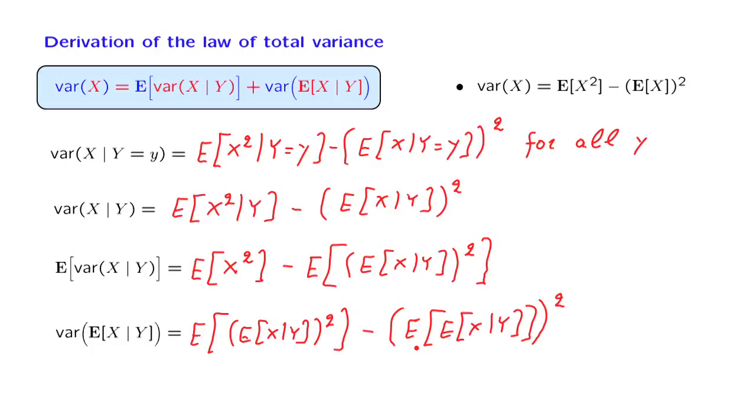What is this term? By the law of iterated expectations, the expected value of a conditional expectation is the same as the unconditional expectation. So this last term here is of this form.